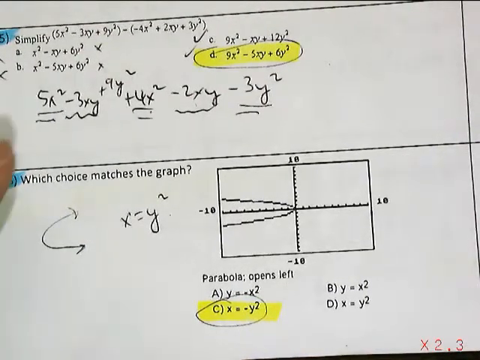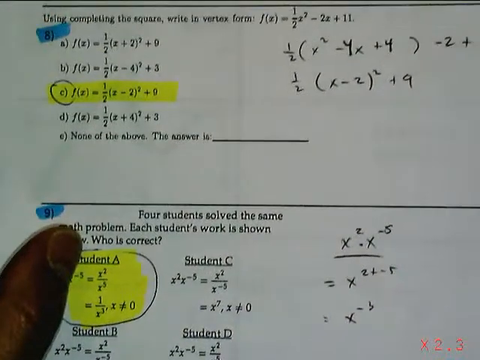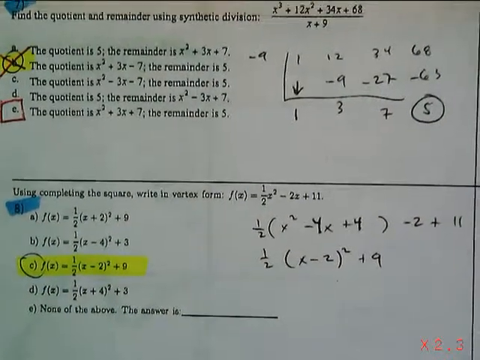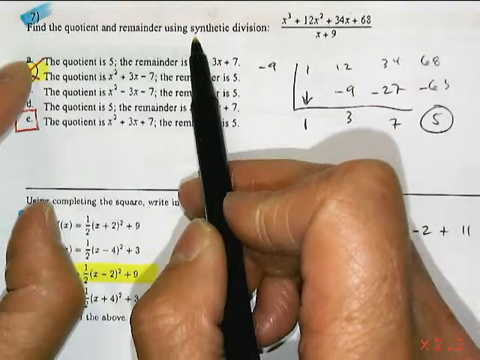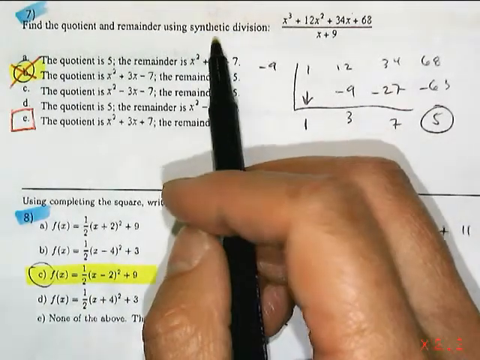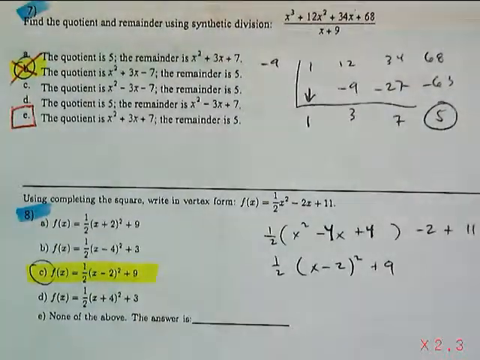Each of those worth 2 points each. Question number 7. Find the quotient and remainder using synthetic division. I told you in class you didn't have to because it's multiple choice. I don't check your work.